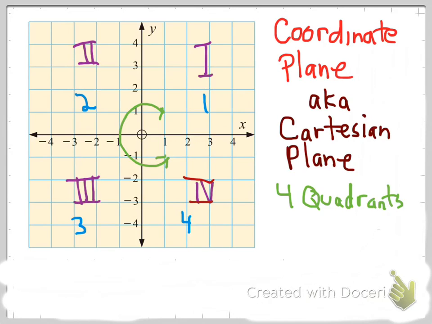So the top right is Quadrant 1, to its left is Quadrant 2, bottom left Quadrant 3, bottom right Quadrant 4. Also, you'll notice I have Roman numerals representing them because sometimes you're just going to see that. I'm not really sure why they're sometimes labeled as Roman numerals, but it is a common thing and you want to be aware of that.